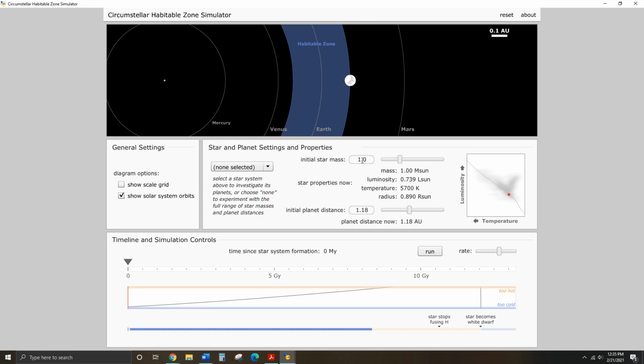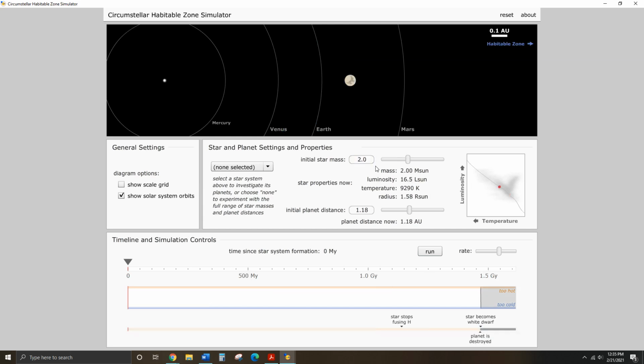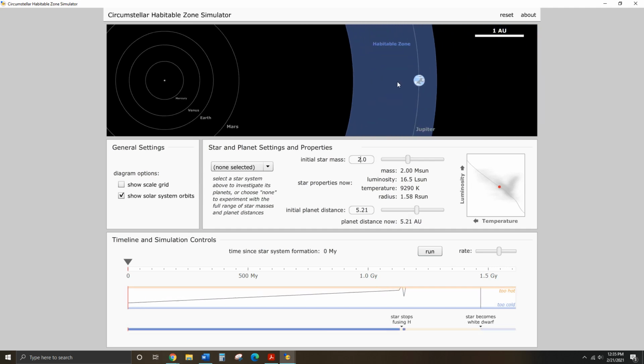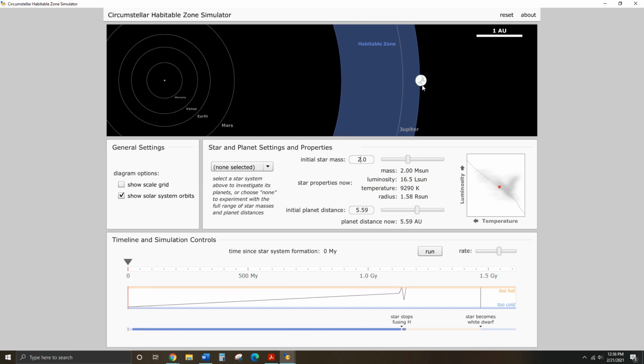Moving on to 2 solar masses. You can see our star even increased in size a little bit right there. This arrow says, you got to move this way, buddy, if you want to be in the habitable zone. Woo! Okay, look at that. Now we're out to like the orbit of Jupiter with 2 solar masses. You'd have to be this far away to have water or liquid water on that planet. Inner boundary. Outer boundary.